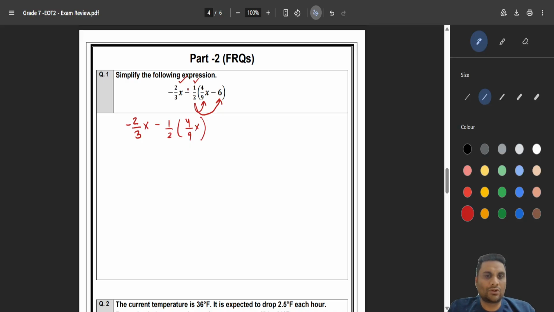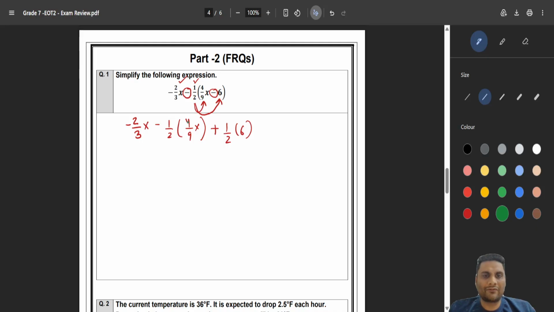Then because I have minus outside, check, inside this sign will change, okay? This will become plus. Then 1 over 2 times 6. This was plus 4 over 9, right? See, it already became minus. So the sign has already changed. The plus became minus and the minus became plus. Now we will solve.